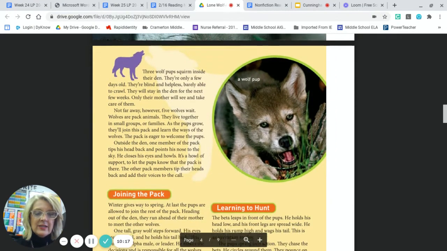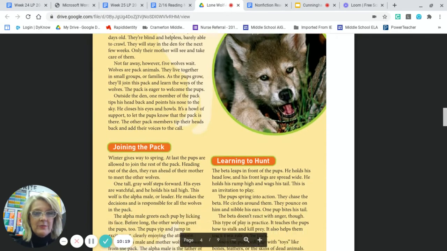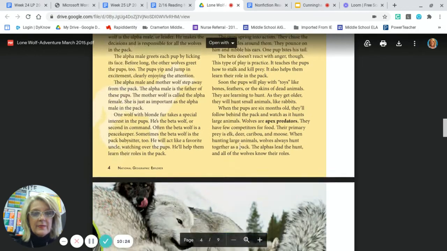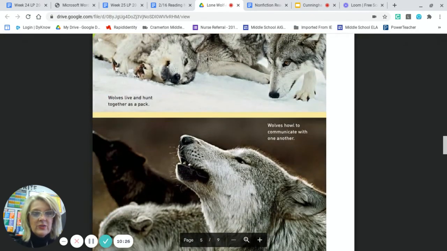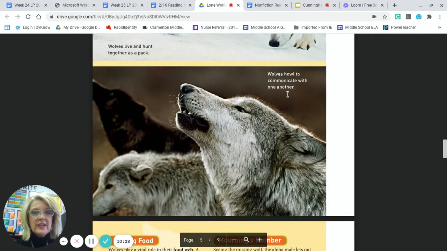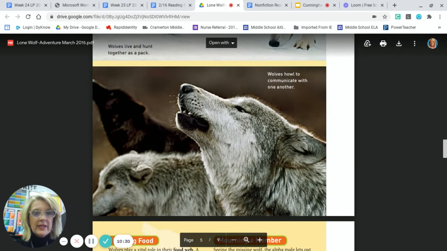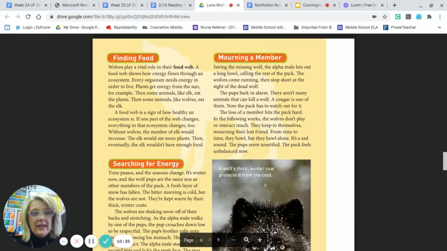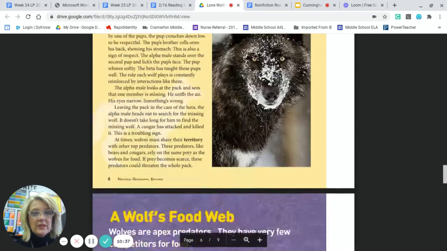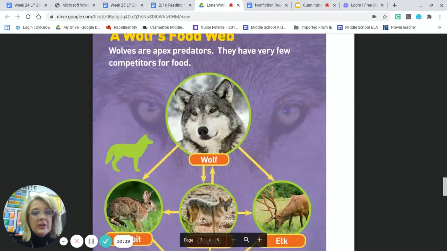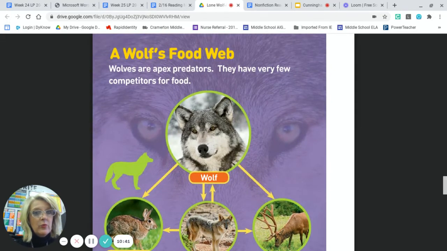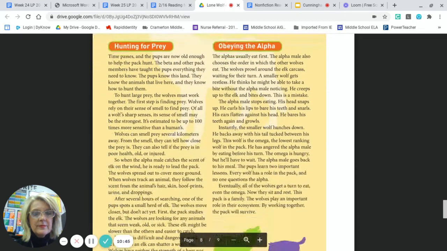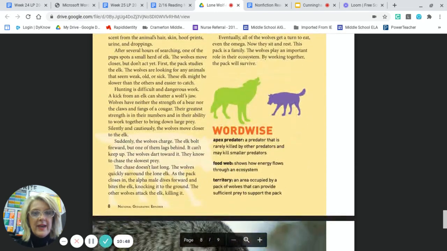Now we're going to take a look at it, and we're going to see how it's arranged. So I'm seeing that the structure is there are subheadings, and it's divided into little sections. There's pictures. There's wording that explains what the pictures are. And as I go on down, it continues to look the same. Here is a graphic organizer, a wolf's food web. So more columns with subheadings.